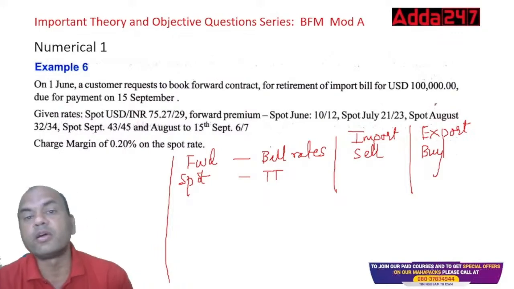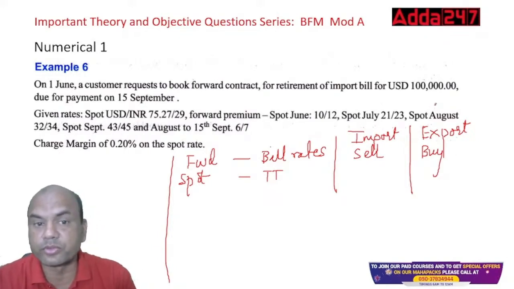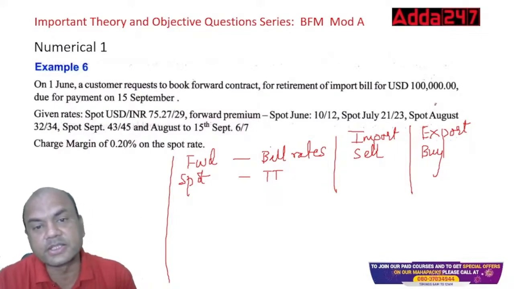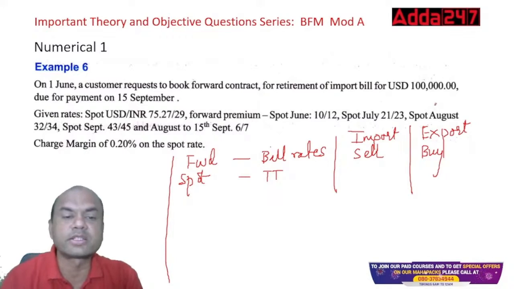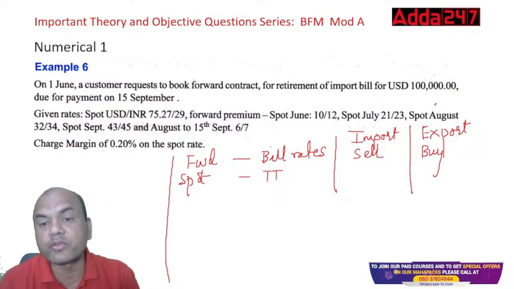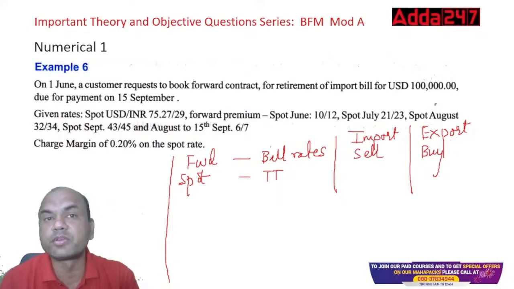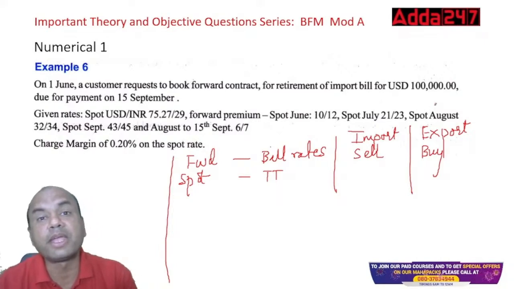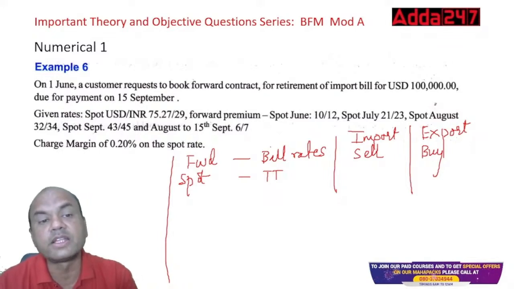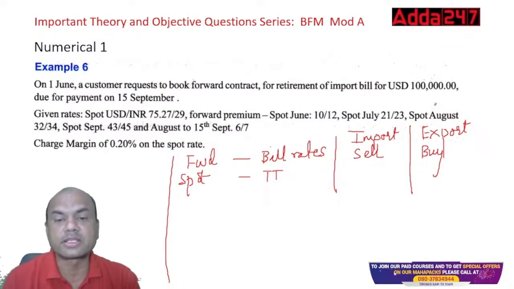Now I'll ask the questions also to you. Not only will I answer, but I'll ask the questions also. Based on this, tell me what is given about this contract. On 1 June, the customer books a forward contract for retirement of import bill. Retirement of import bill means the customer has to pay that import bill. And that payment is to be done on 15th September. So this customer has come to you when?